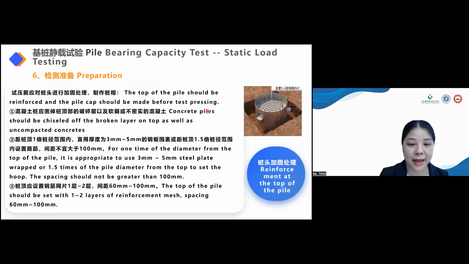Second, for 1 times the diameter from the top of the pile, it's appropriate to use 3 millimeter to 5 millimeter steel plate wrapped, or for 1.5 times the pile diameter from the top, to set the hoop. The spacing should not be greater than 100 millimeter. Third, the top of the pile should be set with 1 to 2 layers of reinforcement mesh, spacing 16 millimeter to 100 millimeter.